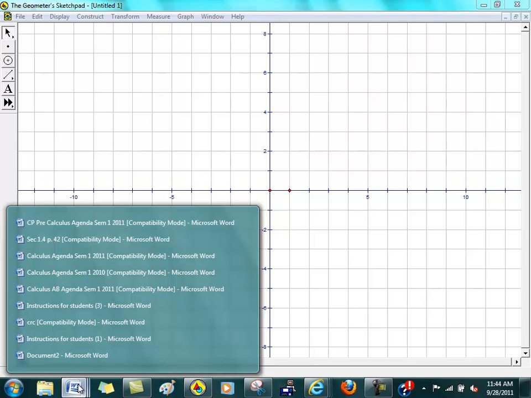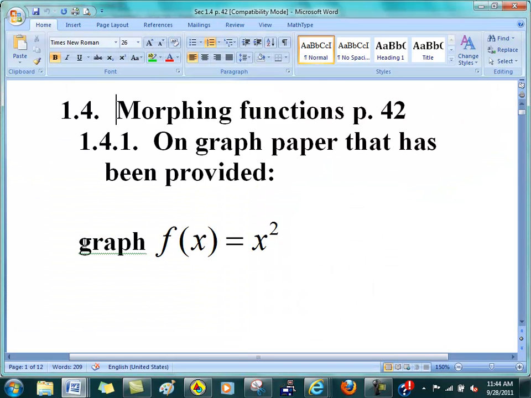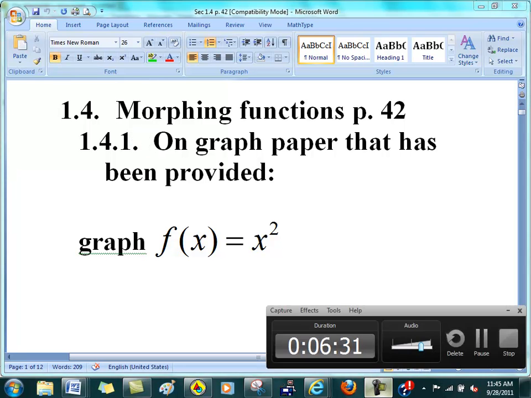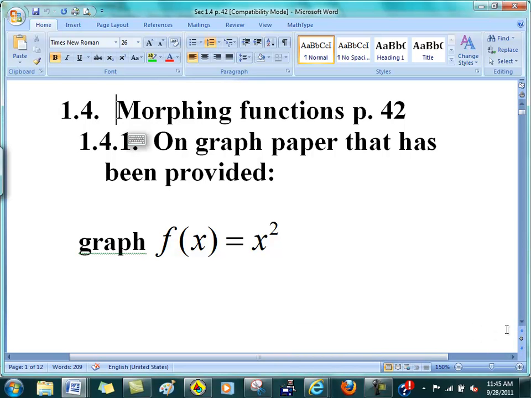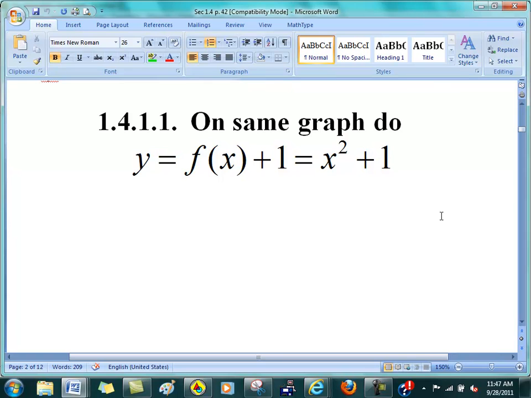Okay, moving on to today's lesson then. All right, follow instructions. Do it. Same on the same graph. See, it tells you on the same graph, do x squared plus 1. Do x squared plus 1.